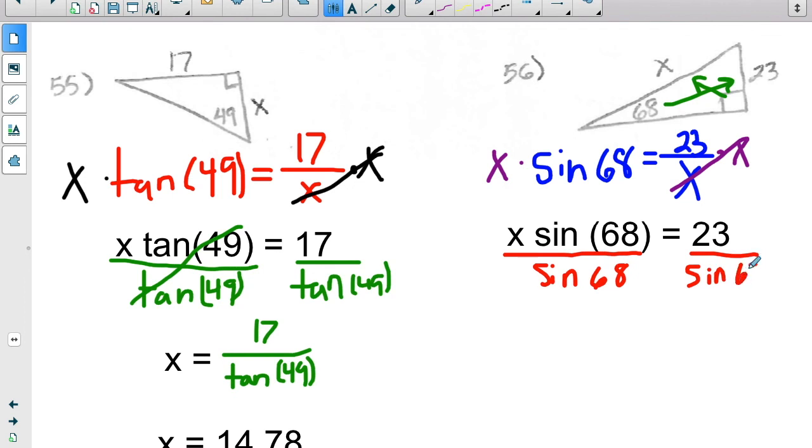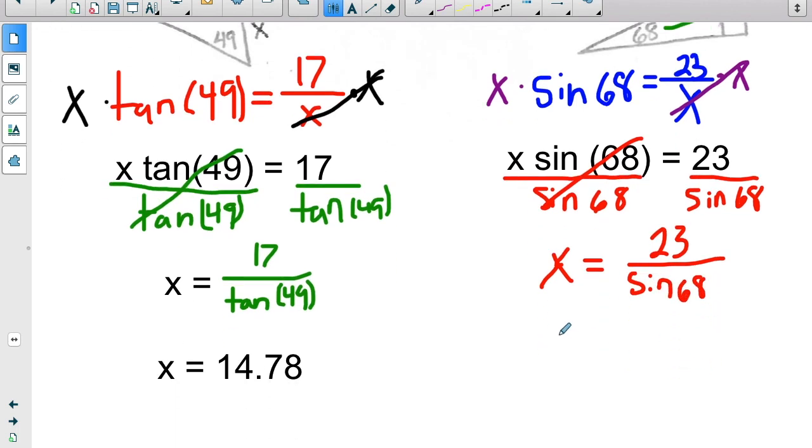And when I divide both sides by sine of 68 degrees, well, sine of 68 degrees and sine of 68 degrees will cancel out. And what that leaves me with is that x is equal to 23 divided by sine of 68 degrees.